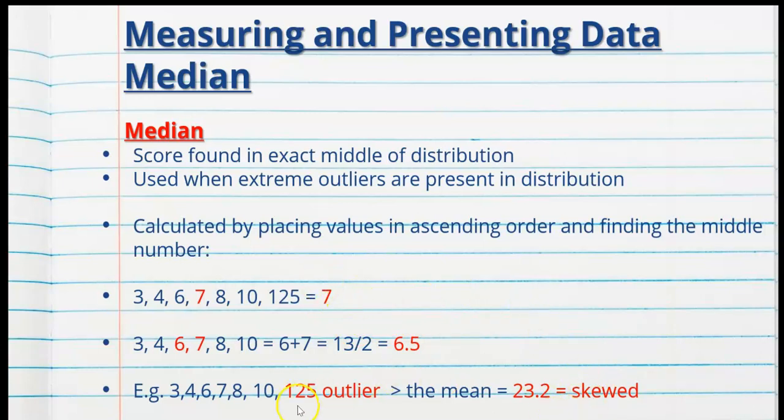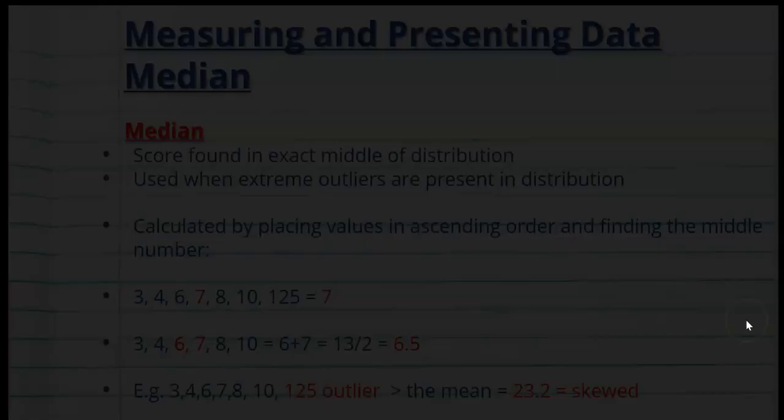In this case, it's an extreme high outlier. Sometimes, again, it may be an extreme low outlier, but an outlier is an extreme number, which then causes our mean to be skewed and therefore not represent the sample or not represent the data set. So we always calculate the median to determine if there are outliers in our data.